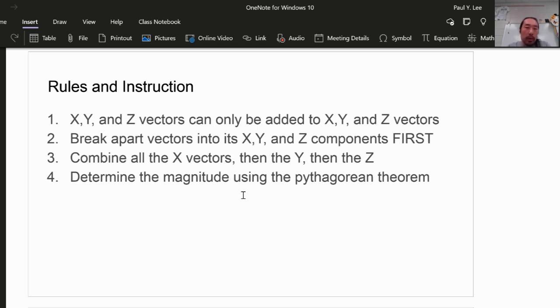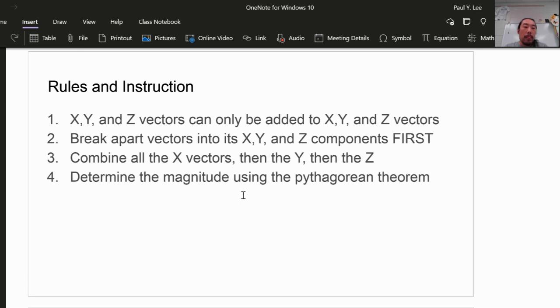If your vector has x, y, and z vectors, you have to break it apart. Now, normally we'll be working in two dimensions, x and y, so that z won't come up as often. But just so you know, if there's a z vector, you do have to break it up. And you break up the x, y, and z components by using SOHCAHTOA trigonometry functions.